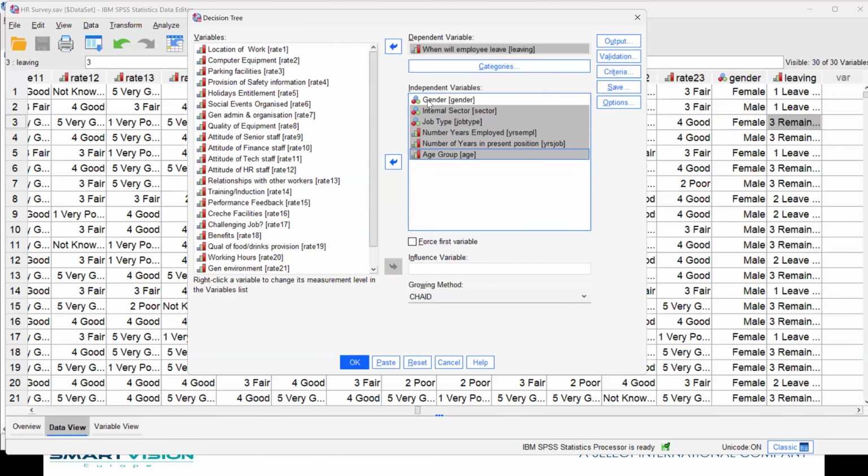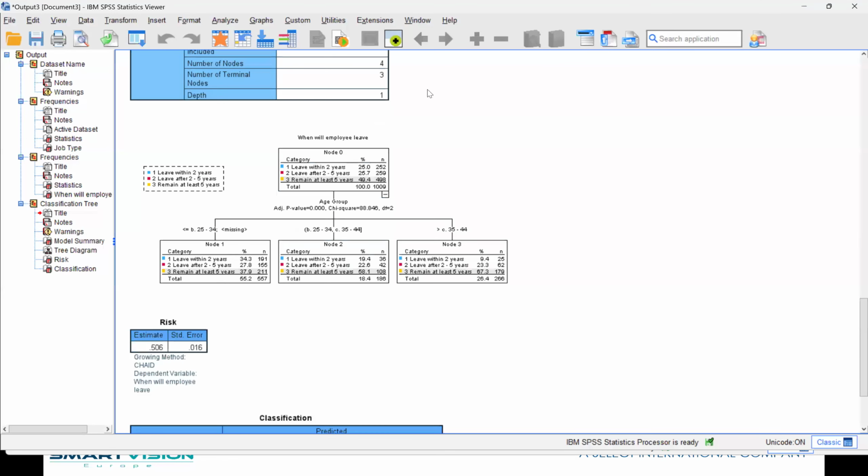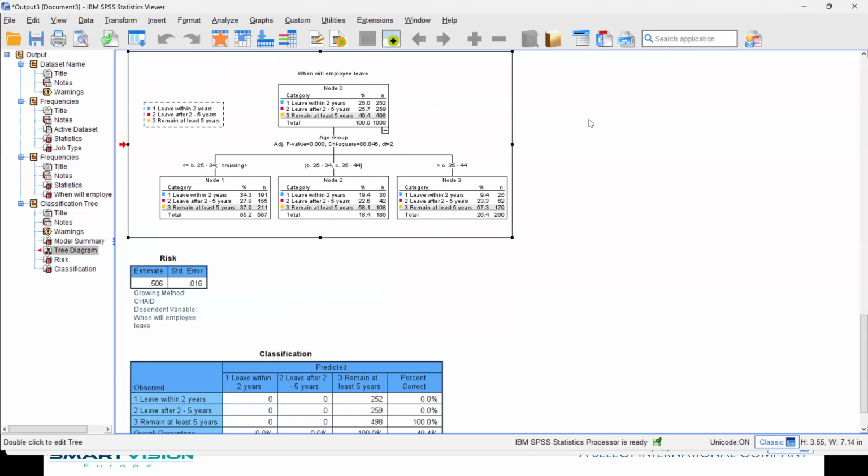So I can start off slow and careful and just say, okay, I'm building a decision tree here. Are any of these factors statistically significant? Are they related to when employees leave? I click OK at that point. It produces a decision tree. It only chooses one of these factors.